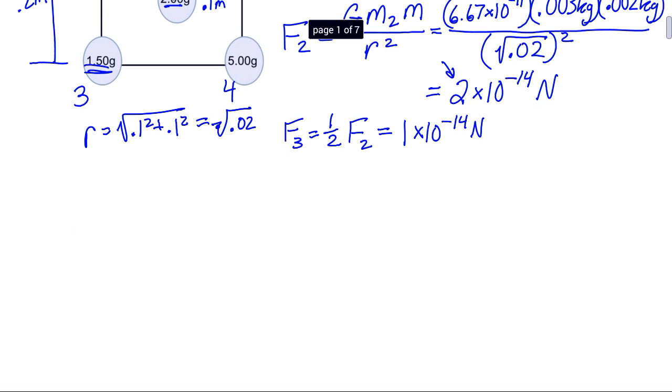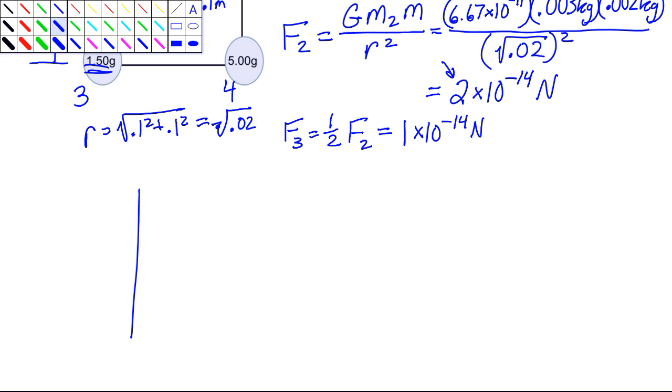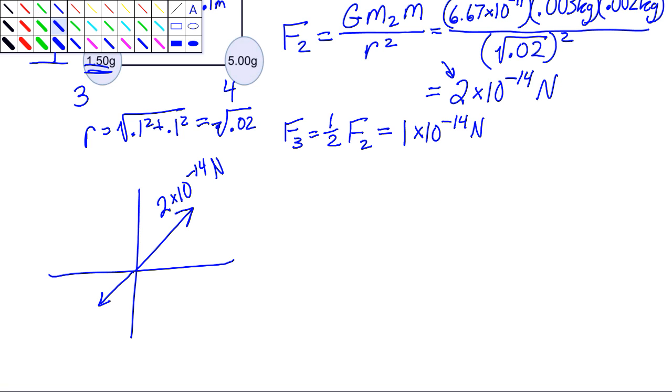All right, so now I have that. I can draw my free body diagram. It's going to be pretty simple. You'll see this force was 2 times 10 to the minus 14 newtons, and then this force is 1 times 10 to the minus 14 newtons. And here, just for a moment, I'm going to draw my axes, my x-axis like that and my y-axis like this.